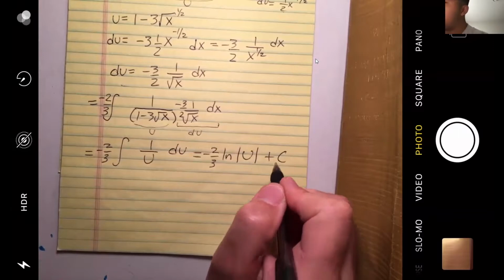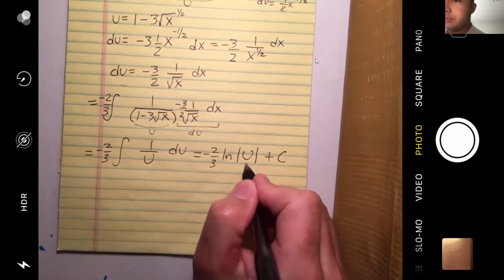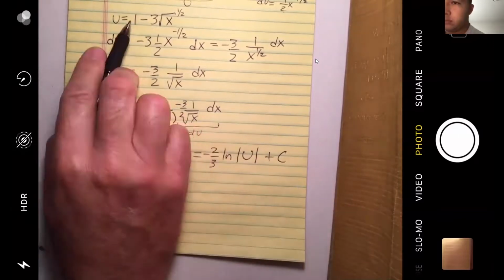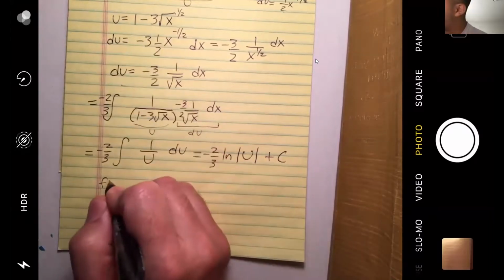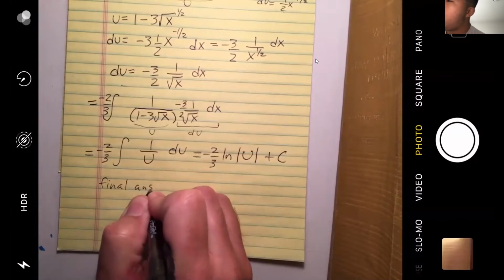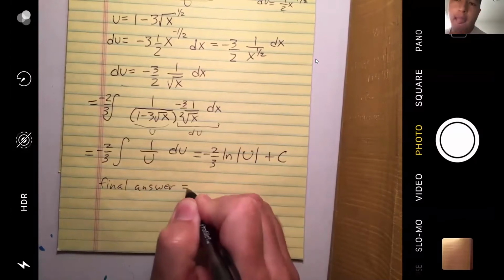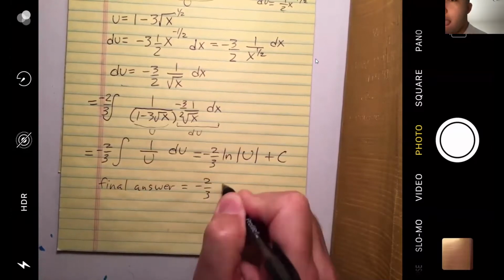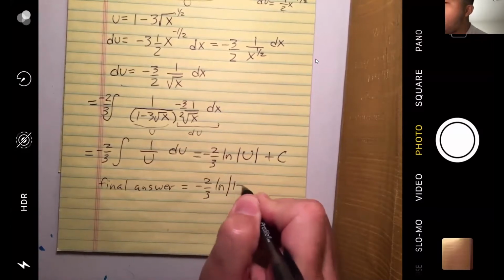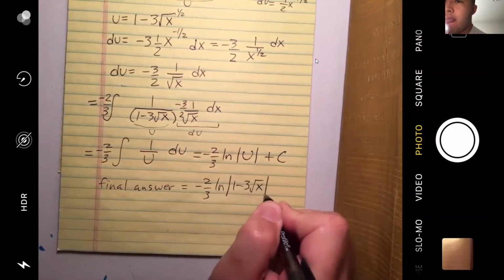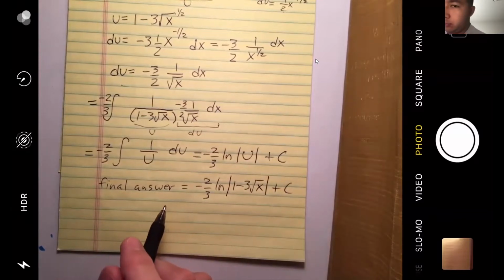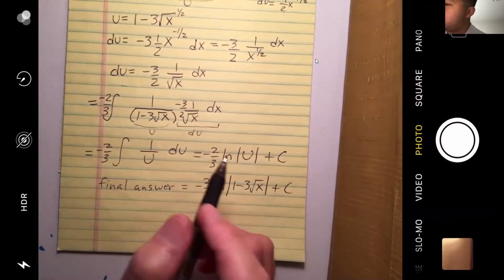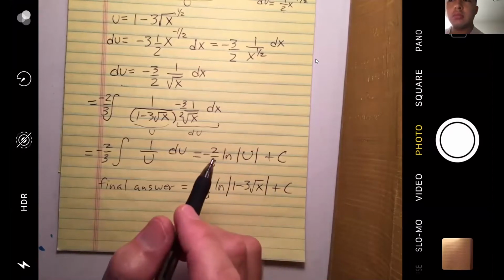And I only have to put back in for the u. And that's right off this line right here. Final answer: -2/3 natural log 1 minus 3 square root of x plus c. Questions about that?